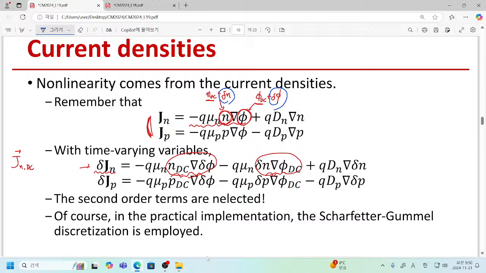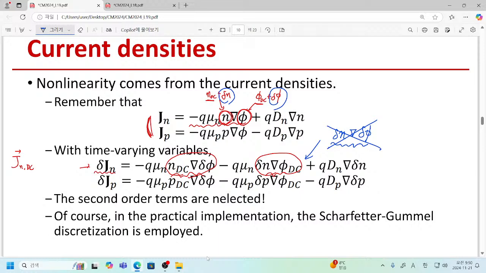We have already assumed that delta N is small and delta phi is small, and multiplying them will give us an extremely small value. And usually in our treatment, we consider that the second order term of small variables can be safely neglected under the approximation of smallness of our variables. So that's the reason why here we don't have terms like delta N gradient delta phi. Of course we have it, but we neglect it under the smallness approximation.